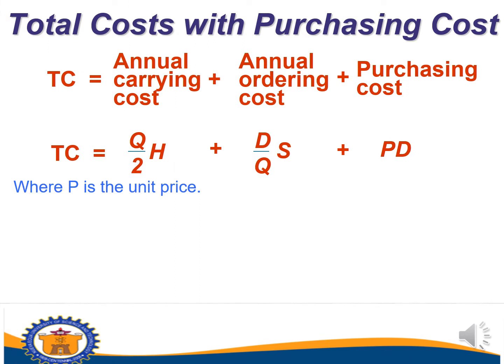So let's move on to the total cost with purchasing cost. The formula for calculating the total cost with purchasing cost is the addition of the three, which is the annual carrying cost plus annual ordering cost plus purchasing cost, where P is the unit price. Remember that the basic EOQ model does not take into consideration the purchasing cost because this model works under the assumption of no quantity discounts. Price per unit is the same for all order sizes. Note that including purchasing cost would merely increase the total cost by the amount P times the demand, or D.